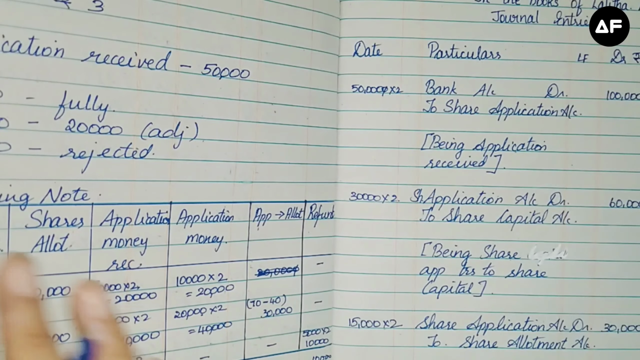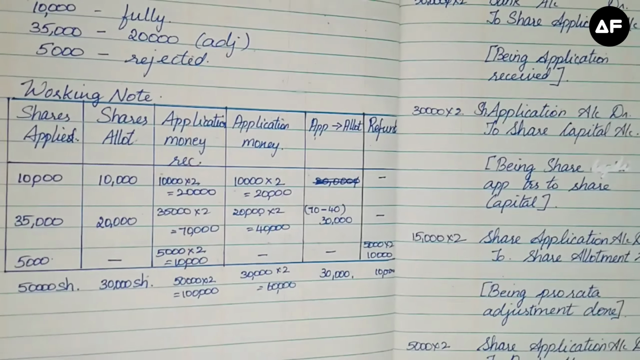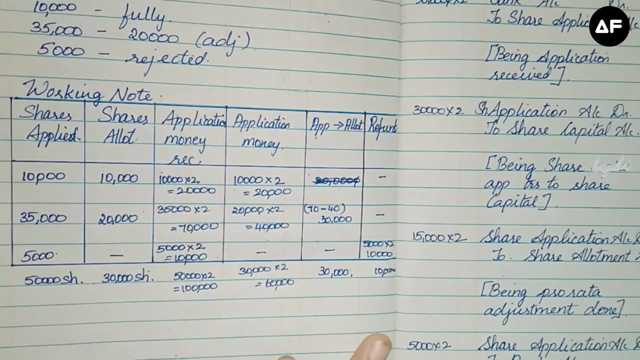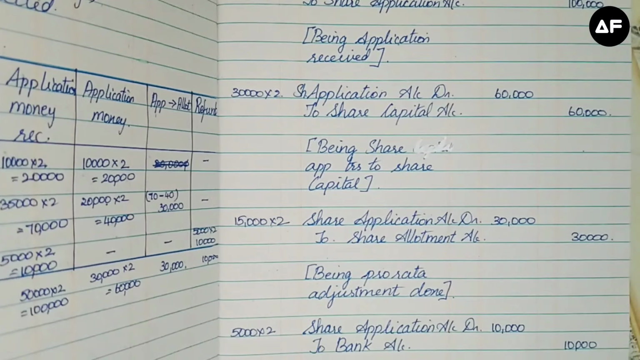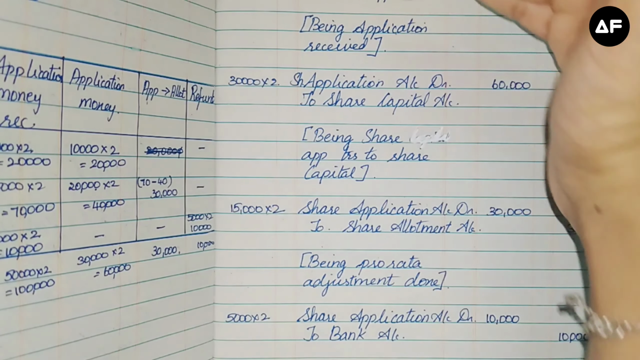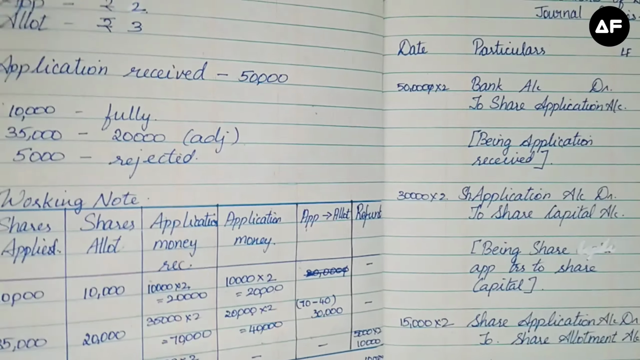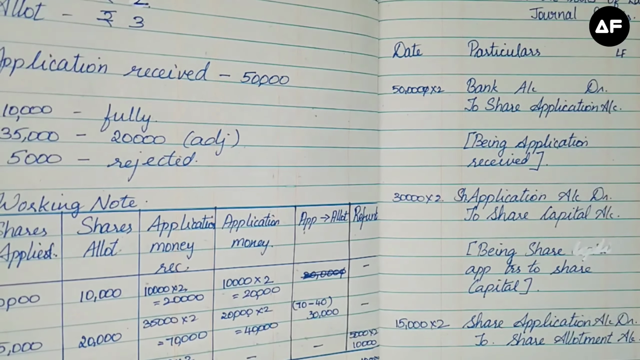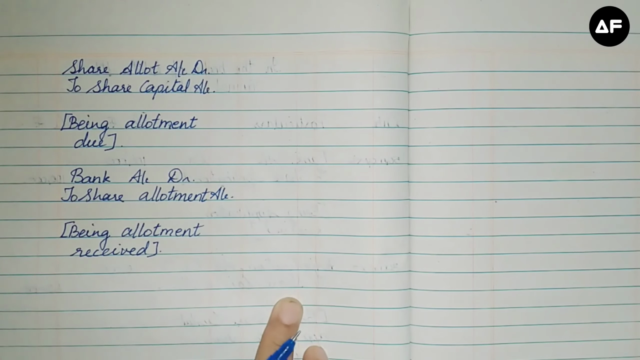So you can either do it without this working note itself, if you know this calculation, or if you are clear with this working note, first finish off the working note and then just take the amounts and post them inside the journal entries. Now next we have to do the entries for the allotment. So this is the application and the pro rata process is over. Next we have to do it for the allotment, that is allotment is given for rupees 3. So that has to be done. Now let's do the allotment part.